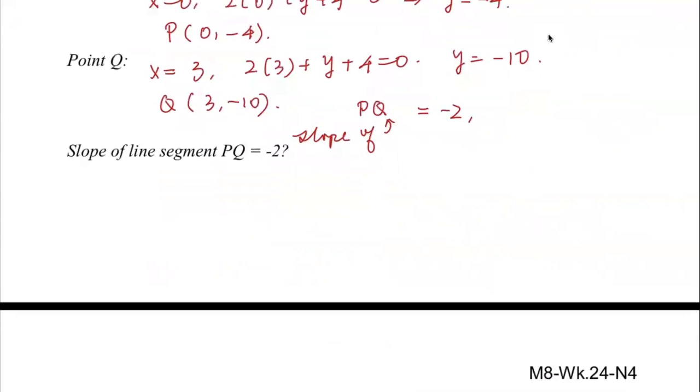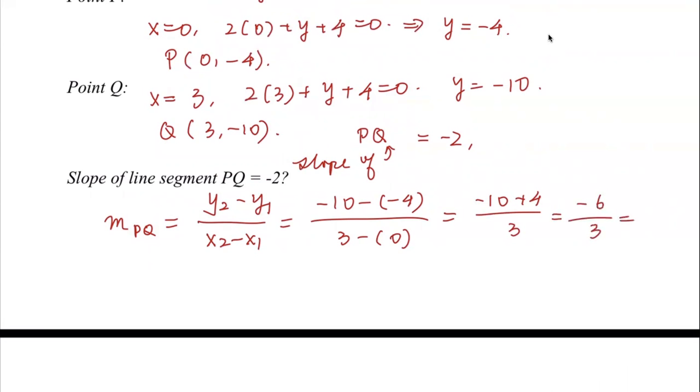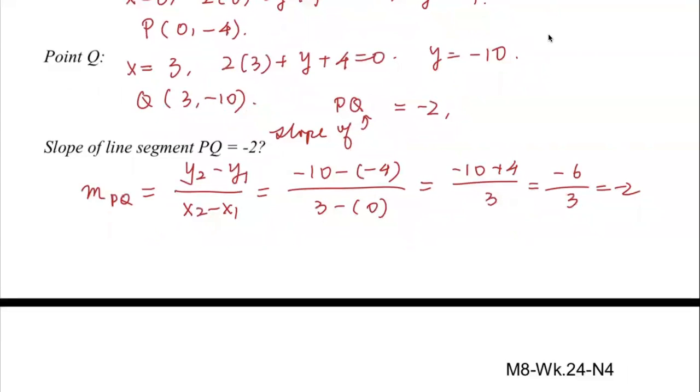Okay, so now the slope of line segment PQ is equal to, remember, the slope formula is always the same: y2 minus y1 over x2 minus x1. So we have minus 10 minus minus 4 over 3 minus 0. Minus 10 minus minus 4 is minus 10 plus 4 over 3, which is minus 6 over 3, which is minus 2. Okay, verified.